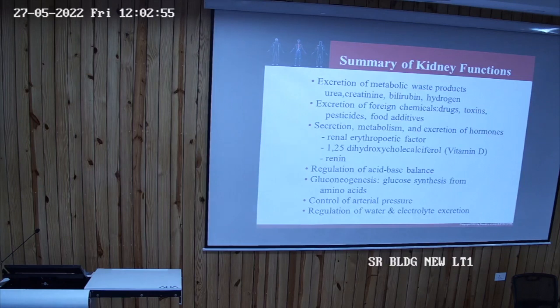When we are talking secretion, the most important are renin, 1,25 dihydroxycholecalciferol and erythropoietic factor. We'll see in detail in the next slide. These are just the list. If the question comes of 2 marks, you can just show the list, and if it comes in detail, you have to describe in detail.